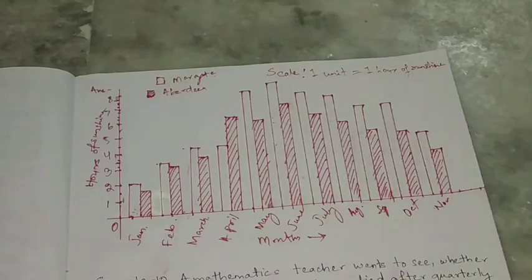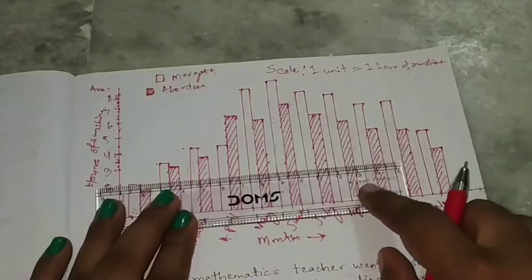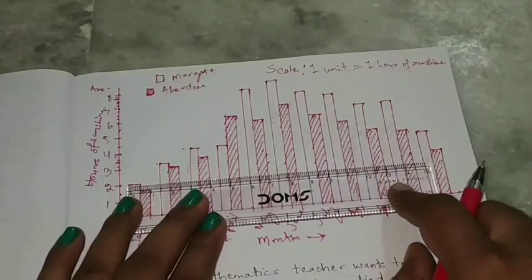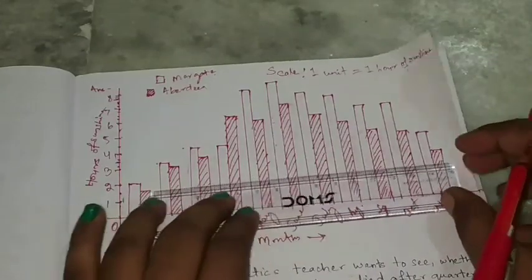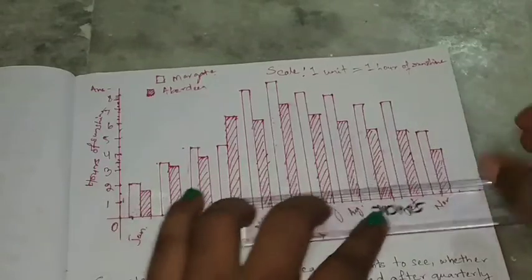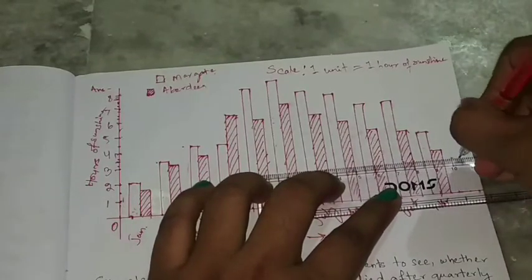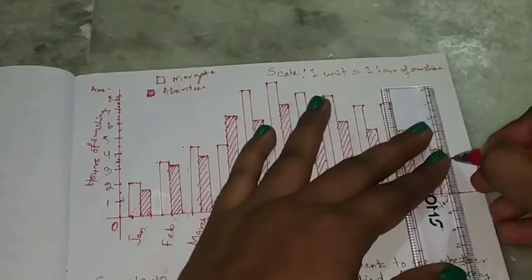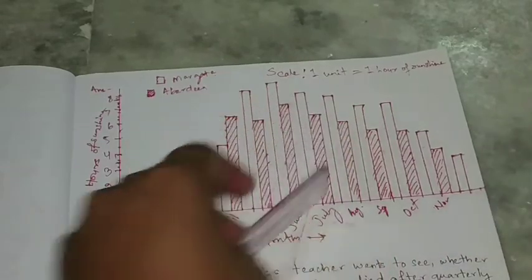Next we'll go to December. In December, in Margate it is 2 hours. So where is 2? This one is 2. So what will I do? I'll do like this. This is 2. I'll mark it like this and I can make it 2 hours.